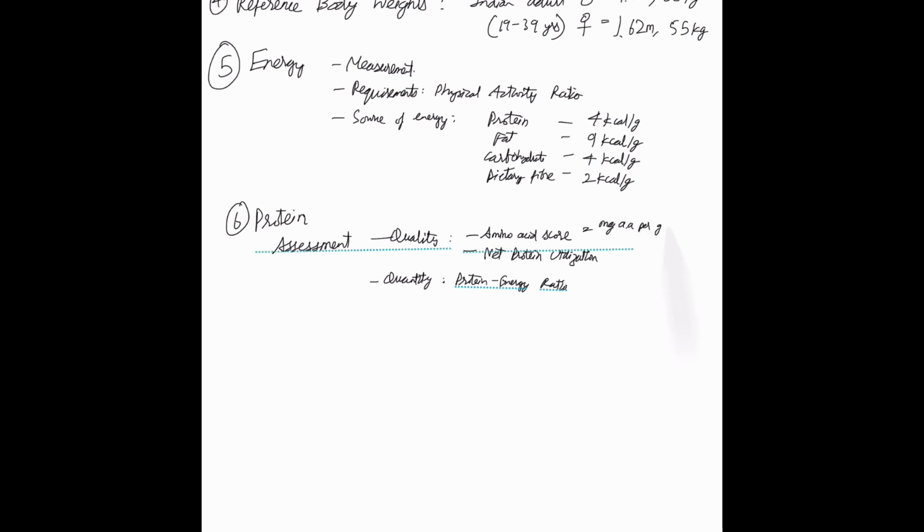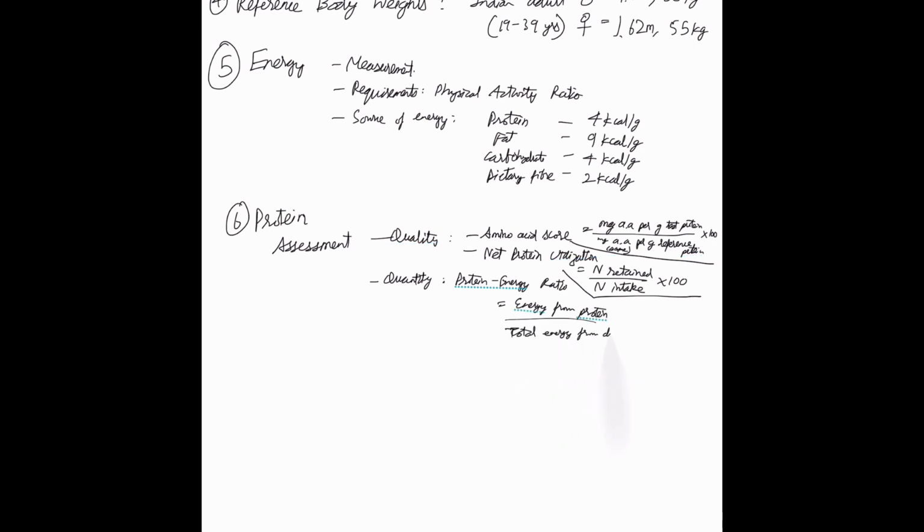So the amino acid score is basically the milligrams of amino acid per gram of test protein by milligrams of the same amino acid per gram of reference protein into 100. And the net protein utilization is the nitrogen retained by the body by nitrogen intake into 100. So the protein energy ratio is the energy derived from the protein source by total energy in the diet into 100. Then there's a small table given on amino acid requirements in the textbook, and also a small note on dietary intake.